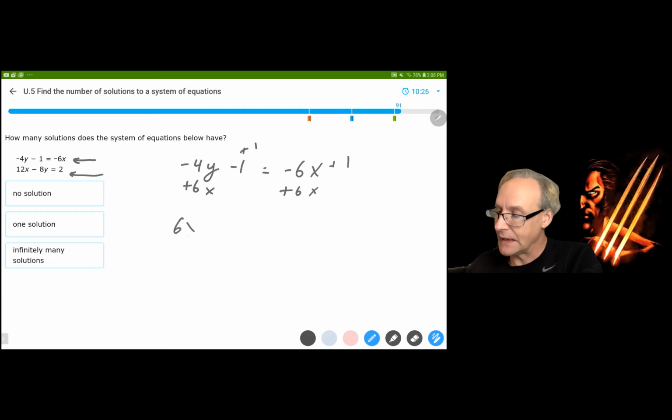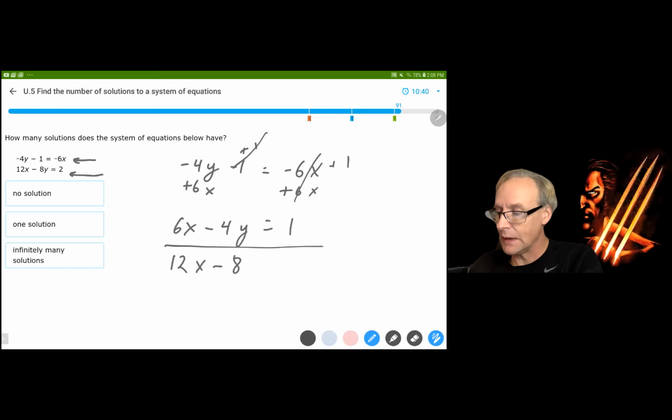I have 6x minus 4y. Notice the whole idea of this was to get a 0, and the idea of this was to get a 0. And it's going to be equal to 1. Now this equation is in the same form as this one, 12x minus 8y is equal to 2. There's a reason I put them in the same format: so that I can see if I multiply the top equation by 2, notice that they are identical.